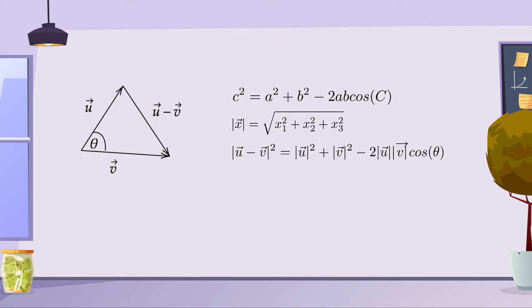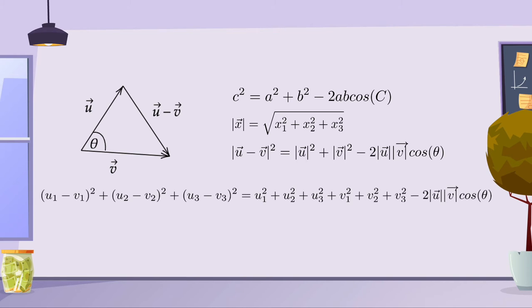When we use these two ideas, what we're going to end up with here, replacing the pieces in the cosine law, is the magnitude of u minus v squared has got to be equal to the magnitude of the vector u squared plus the magnitude of the vector v squared minus 2 times the magnitude of the vector u times the magnitude of the vector v cosine of the angle theta, which is displayed in the diagram above.